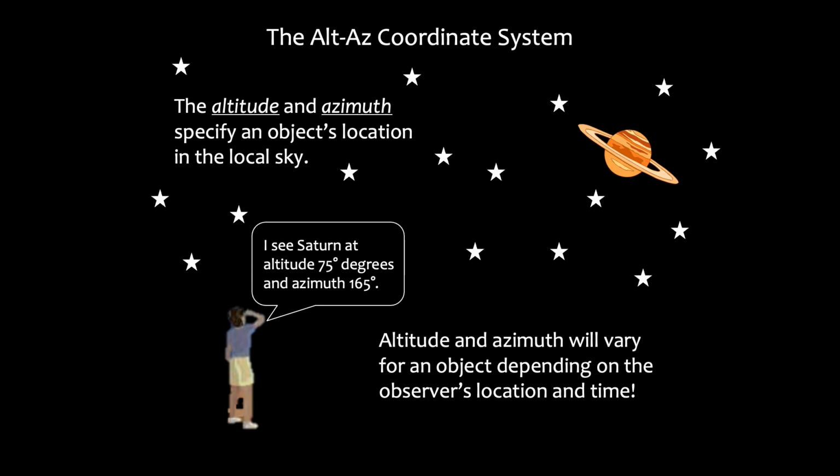For example, you say, I see Saturn at altitude 75 degrees, which means it is 75 degrees upward from the horizon, and it is at azimuth 165 degrees. Keep in mind that very commonly we use the North Star, the north direction, as the reference point for the 0 degree azimuth, which means that Saturn at 165 degrees is almost in the opposite direction to the North Star, because it's almost 180.